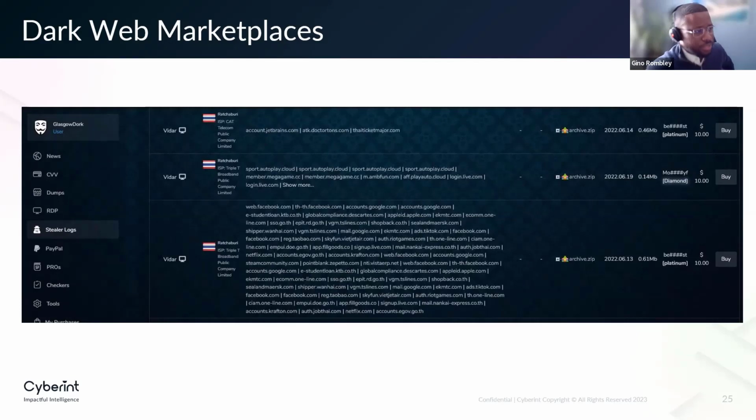So VDAR here, and someone here called Glasgow Dork, this is an example, is selling multiple credentials, and they're advertising them for as cheaply as $10, right? And some of them might have different categories. As you can see here, the second one has a diamond classification based on the credentials, and the second one here has a platinum, and that has to do with some significant, notable domains that are seen here.